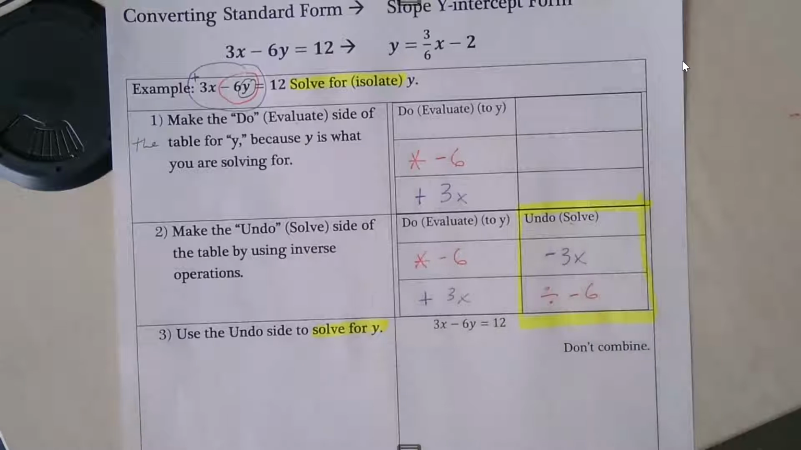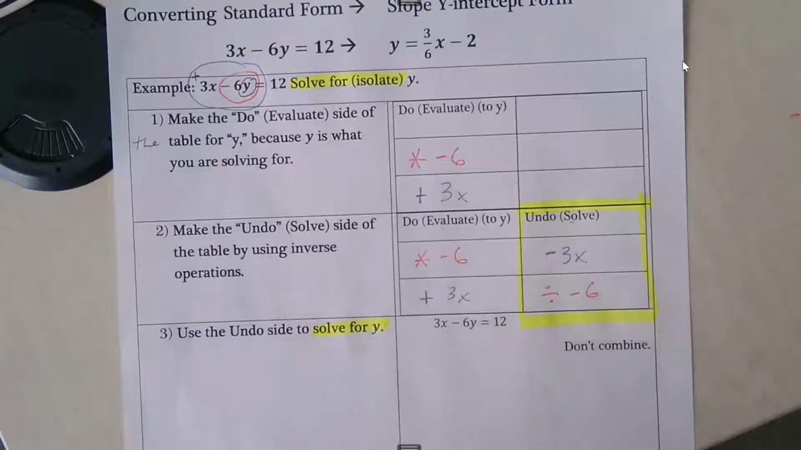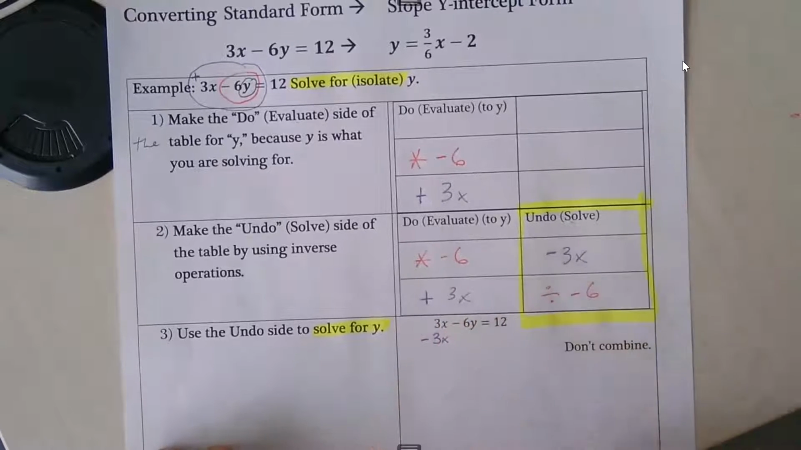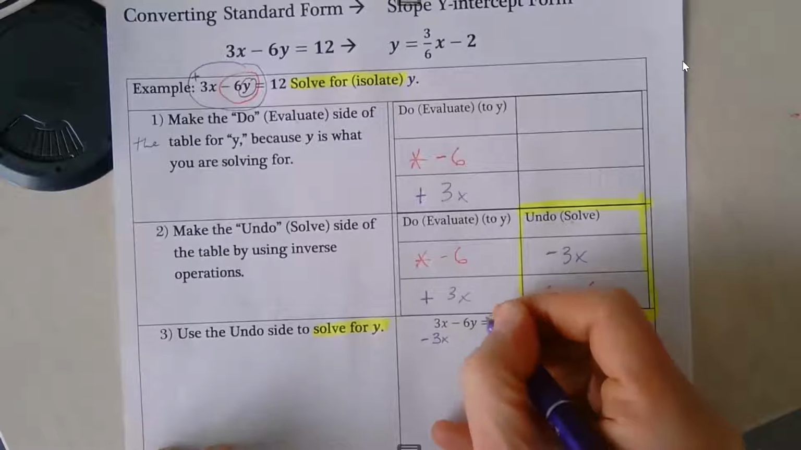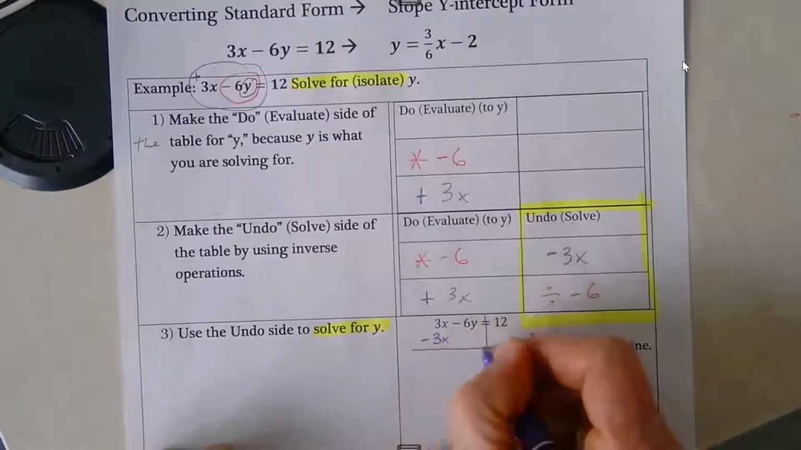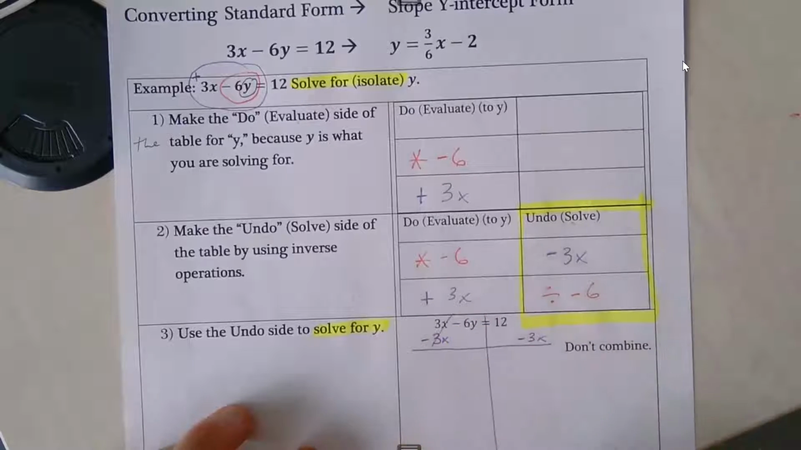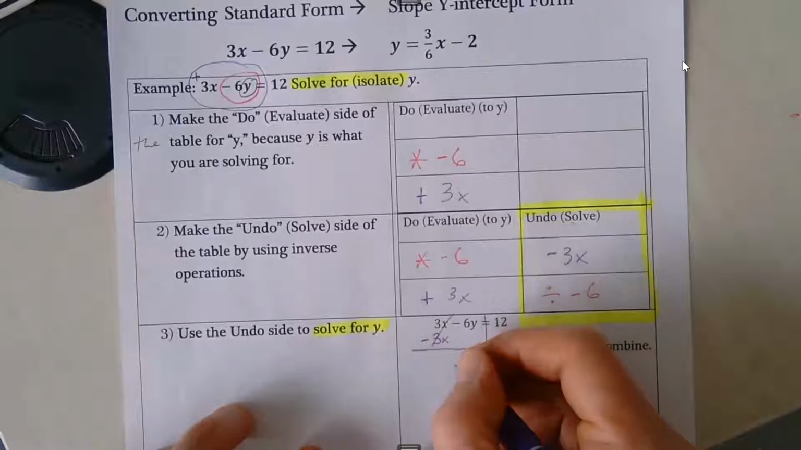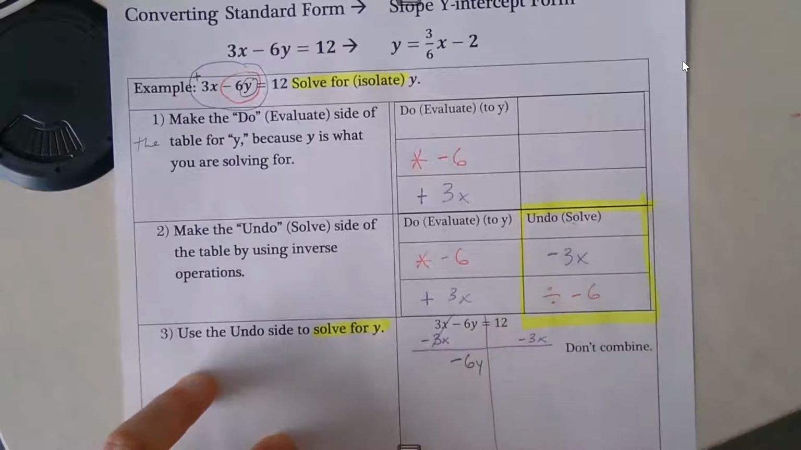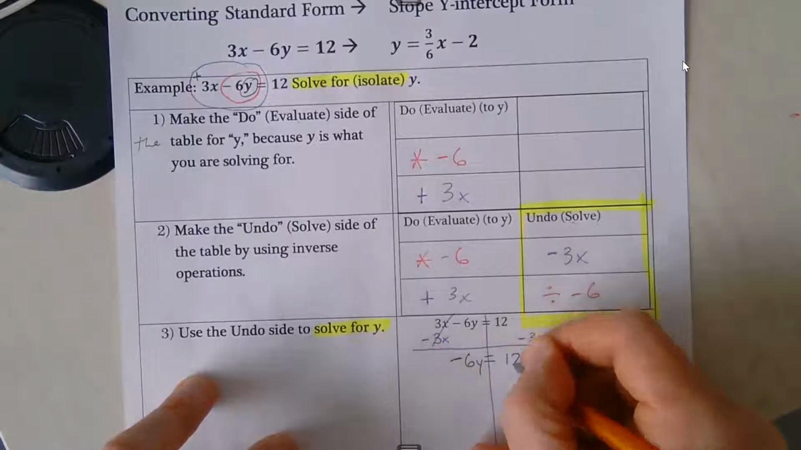When we do inverse operations, we need to do them to both sides of the equation. So we'll start by subtracting 3x. So underneath the 3x, we'll put -3x. And then on the other side of the equal sign, -3x. 3x minus 3x is 0. -6y we didn't touch, so -6y needs to come down. Equal sign. 12 we didn't touch, so that needs to come down.